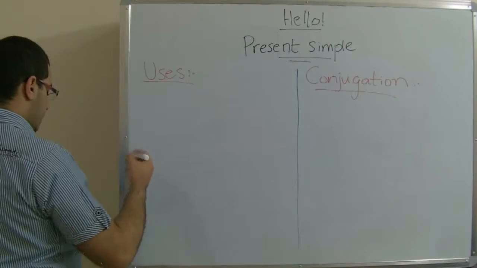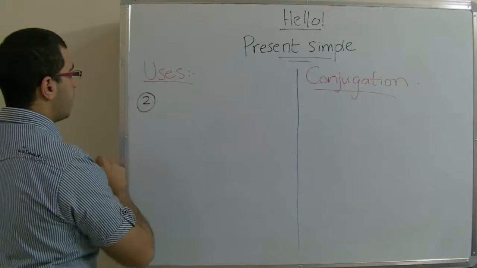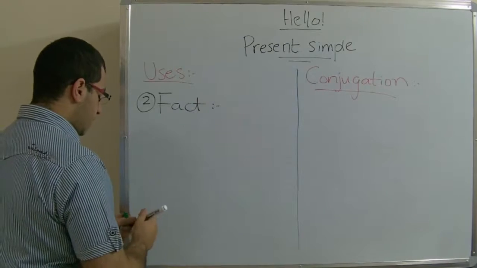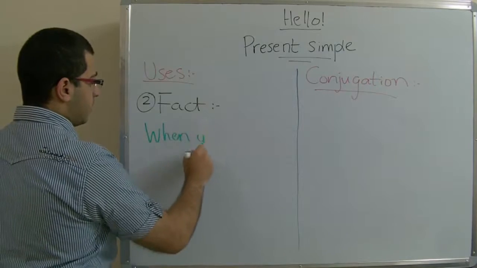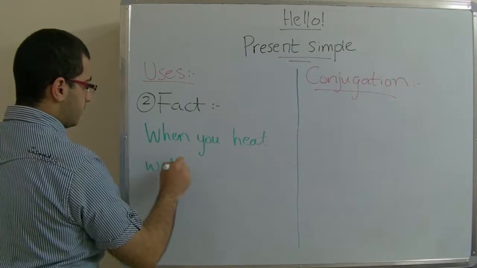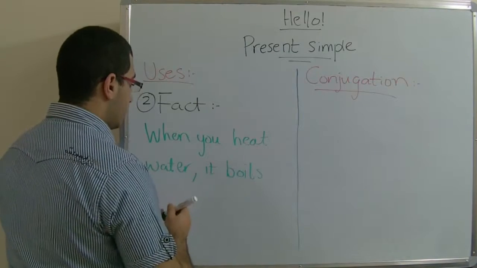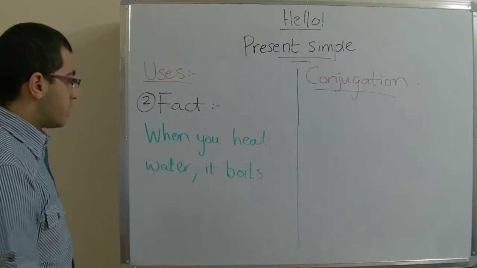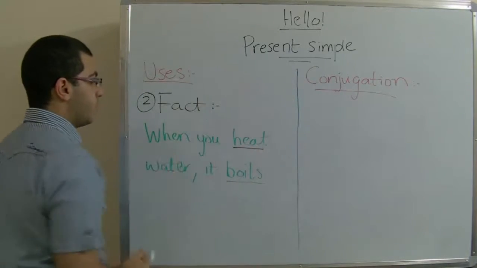The second use is when you talk about a fact, like when you heat water, it boils. This is a fact. When water is subjected to heat, it boils. So, this is also present simple tense.